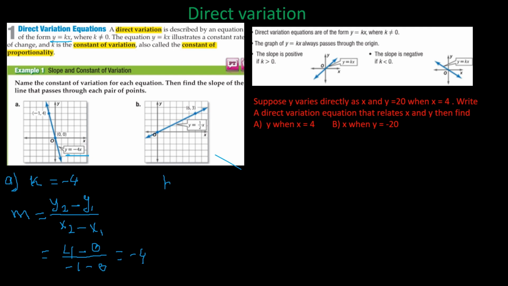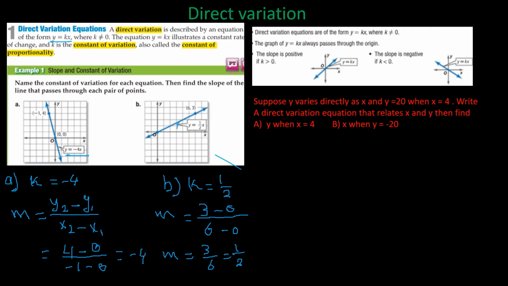For number B, it seems that the constant of variation is a half, because y equals half x. And if we get m, which is y2 minus y1 over x2 minus x1, y2 is 3, so 3 minus 0 over 6 minus 0 also. So m would be equal to 3 over 6, which is equal to a half. So it seems that the constant of variation equals the slope of the equation.